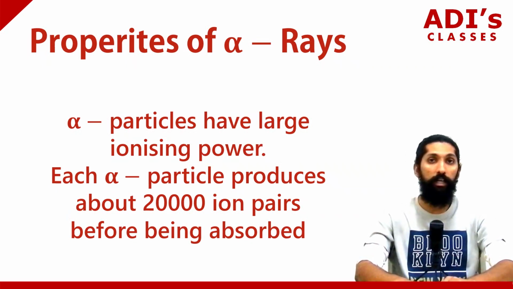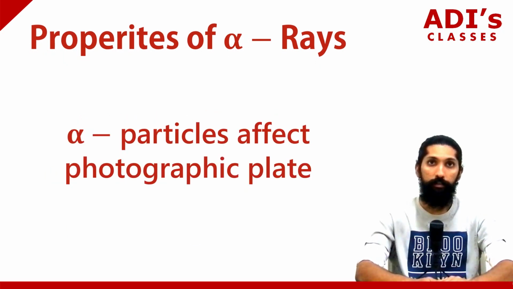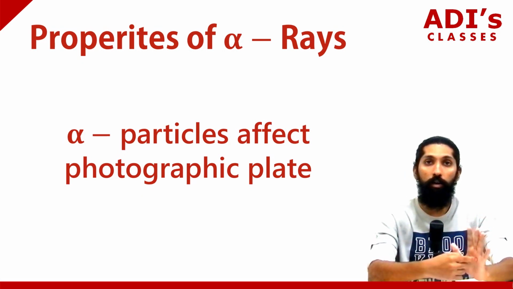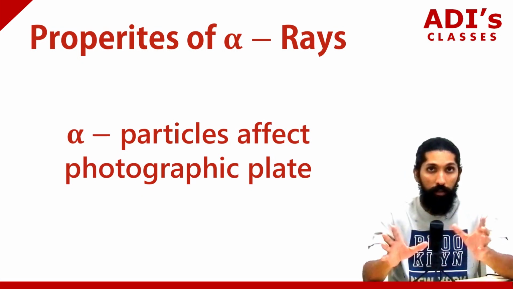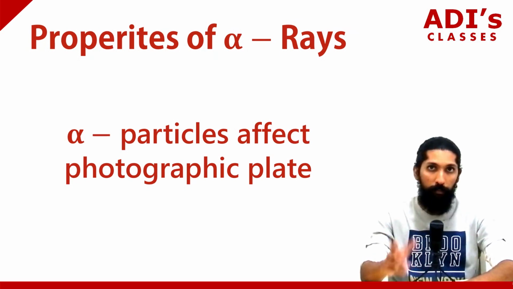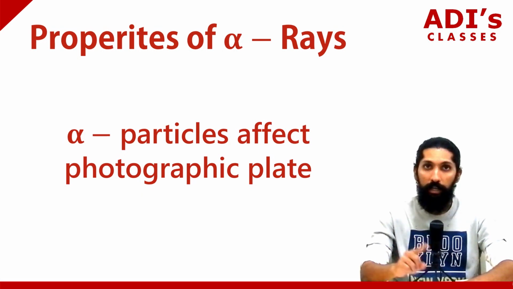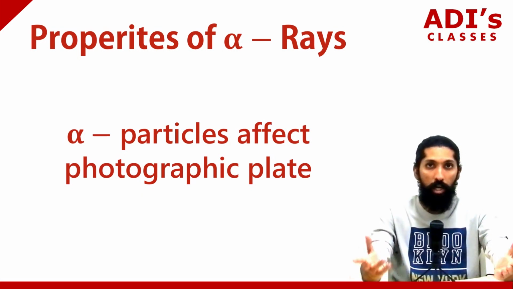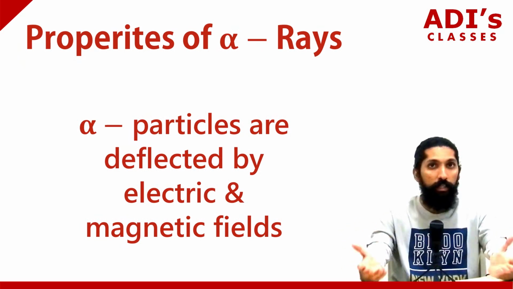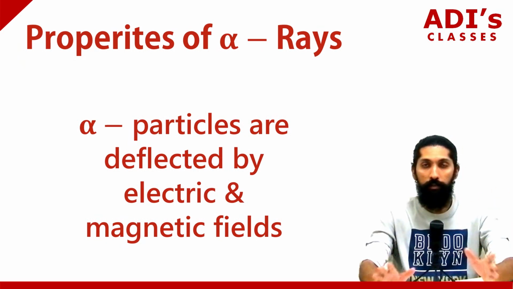Another one says that it affects the photographic plate. Suppose an alpha particle hits a photographic plate, it causes fluorescence. That fluorescent green color you must have seen, right? That's the alpha particle. Now, the alpha particle is affected by both electric as well as magnetic fields, because it's a charged particle, and a charged particle which is moving. So obviously it is affected by both electric and magnetic fields. So these are certain properties of alpha particles.